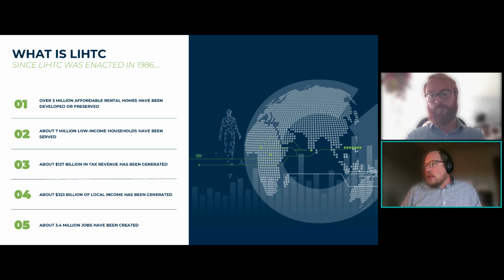As you can see, lots of tax revenue generated, local income as well as jobs have been created. So the credit is calculated as a reflection of the building's basis for the project cost and what's going into the building. And this is why you can have rehabilitations as well as new construction utilize LIHTC. The credit does pay out over the course of 10 years. And to access the LIHTC credit, projects have to meet certain eligibility requirements, such as rent pricing, as well as required hold periods to keep those units as affordable.